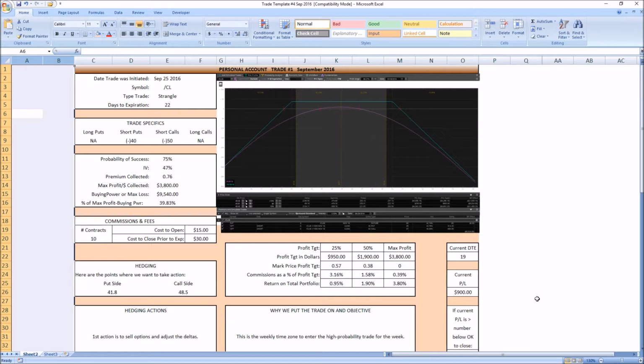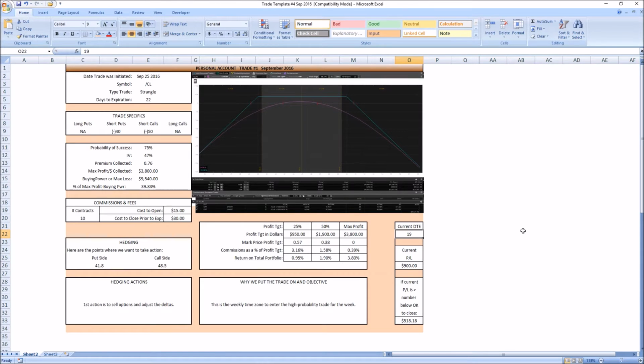The final trade we want to look at is the crude strangle that we placed in my personal account. We put this trade on Sunday night, September 25th. We had 22 days to go. Nothing's changed in the trade specifics. Currently have 19 days to expiration. Hold on just a second. There we go.